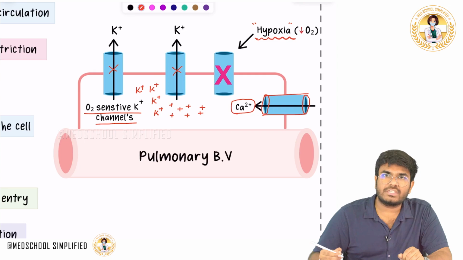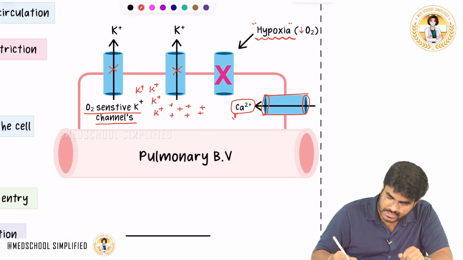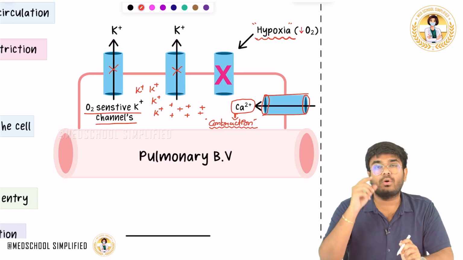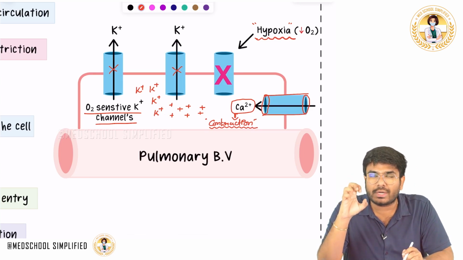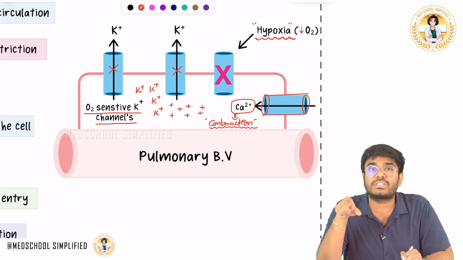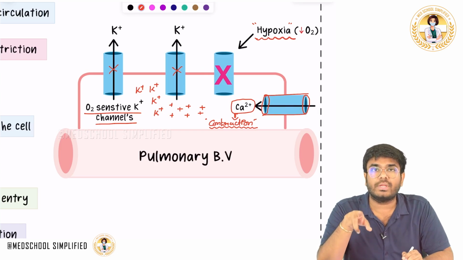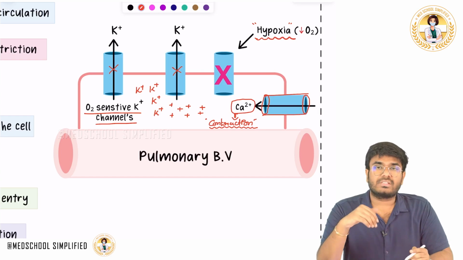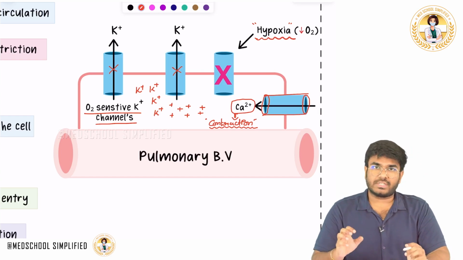So what is the role of calcium? You know calcium is going to cause contraction. So these smooth muscles will undergo contraction. Whenever the smooth muscles are undergoing contraction, there will be vasoconstriction. So the contraction of smooth muscles is going to cause the vasoconstriction of the pulmonary vasculature during hypoxia. This is how the pulmonary vasculature will undergo vasoconstriction during the states of hypoxia.